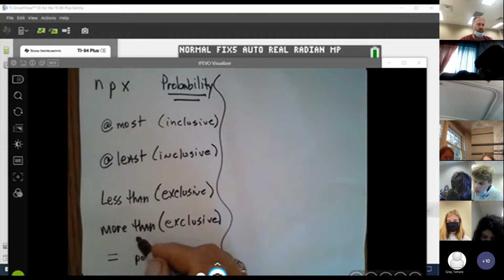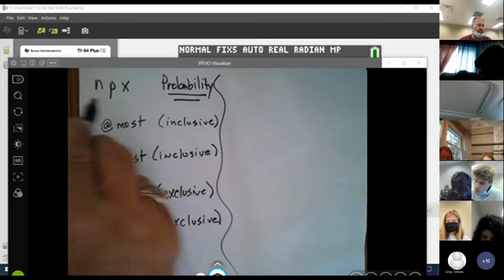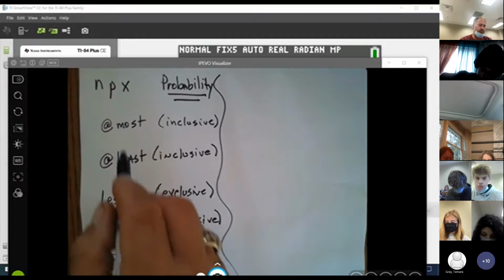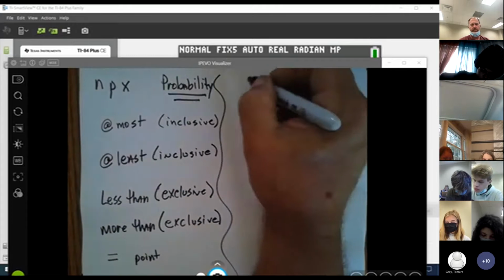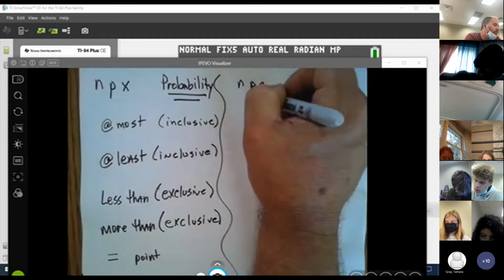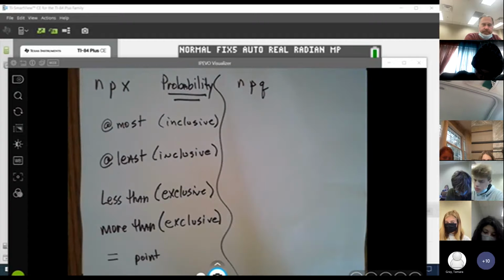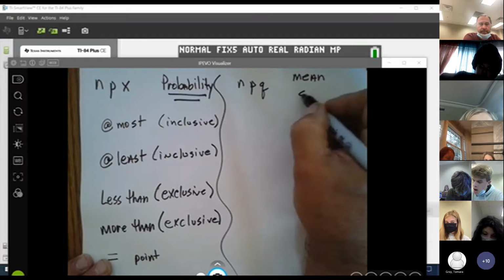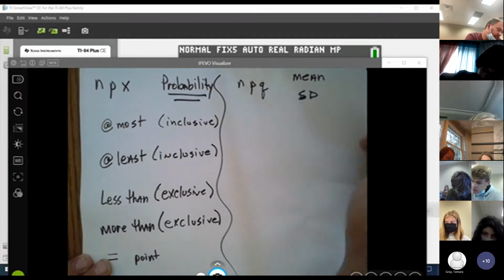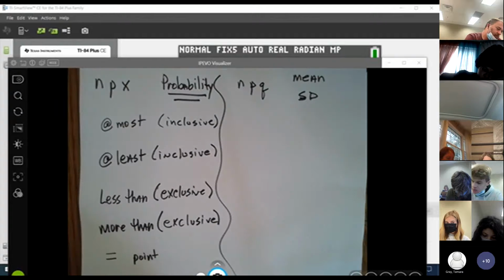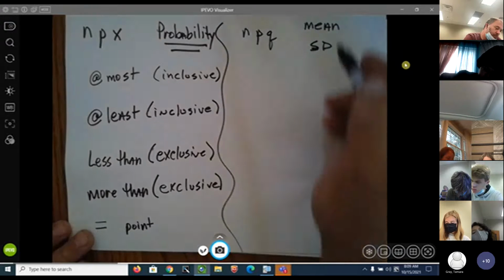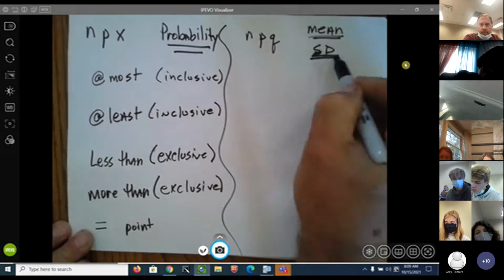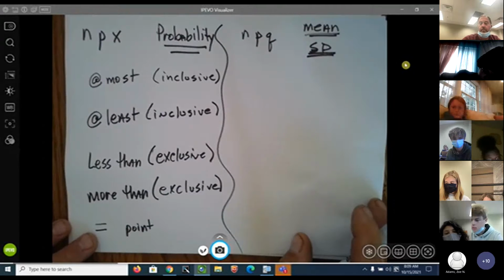And then you got these 4 right here. So NPX, you're going to be dealing with these. With NPQ, which is the second part of 6.2, they're not going to ask for the probability. They're going to ask for the mean and the standard deviation. So just like all questions in probability and statistics, what do you have to do to the question before you start? You got to read it.